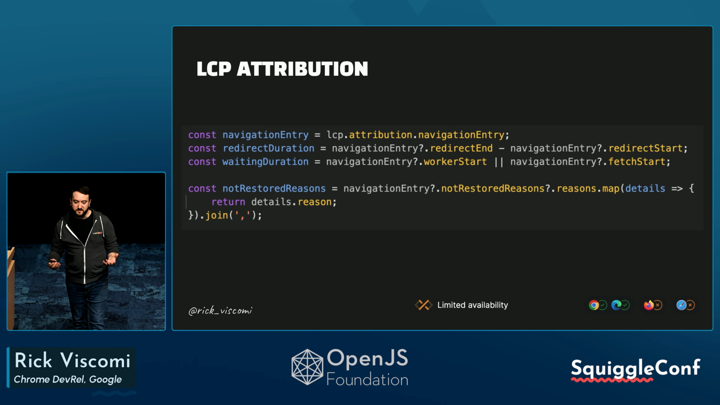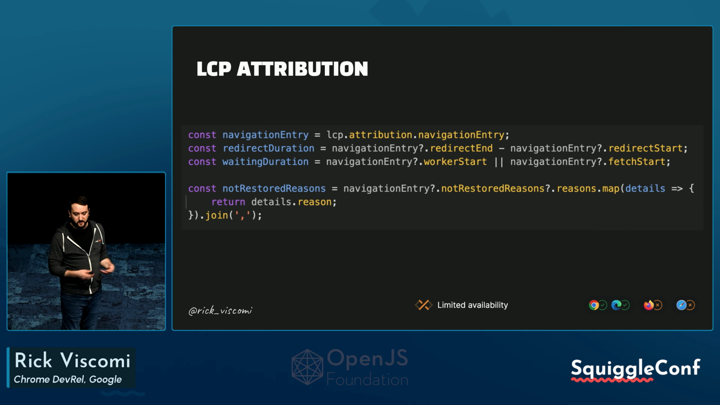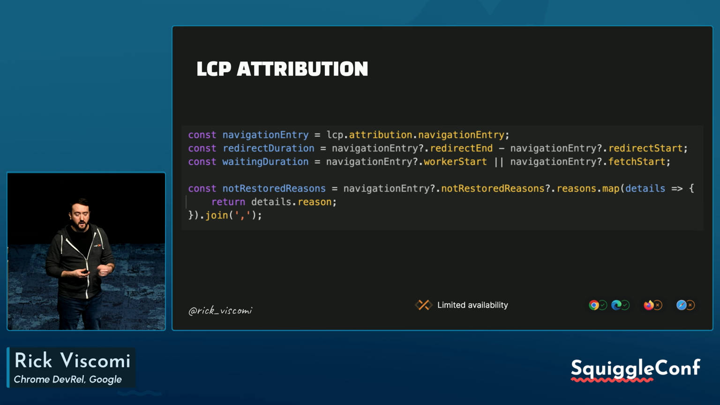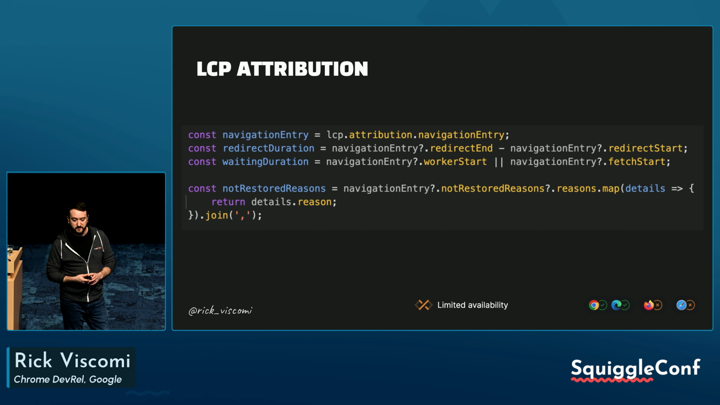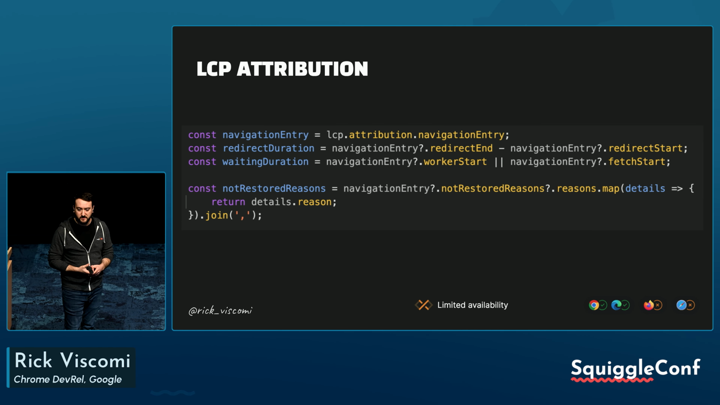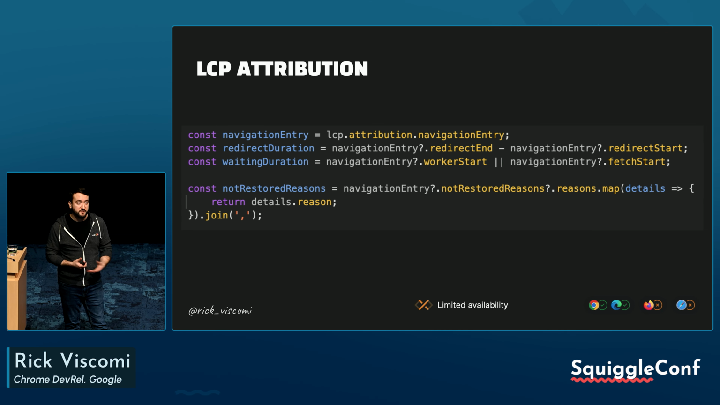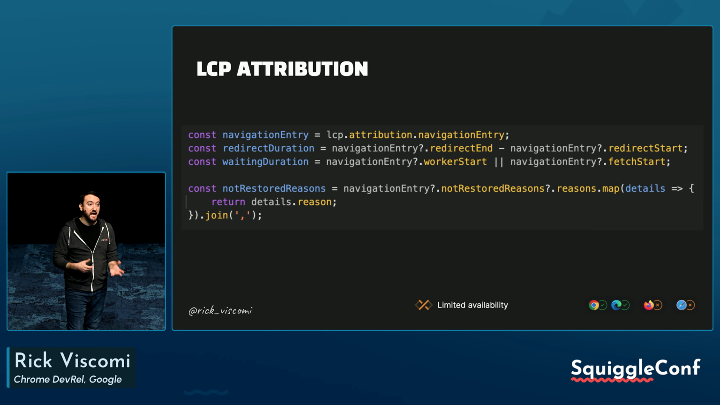In addition to the obvious stuff like the value of the metric when it occurred and its subpart times, web-vitals.js makes some of the underlying API entries available as well. For LCP, you can use the navigation timing entry to extract more granular data on the backend load time. For example, how much time was spent doing redirects? And also the NotRestoredReasons API to help explain why a back-forward navigation didn't use the bfcache.